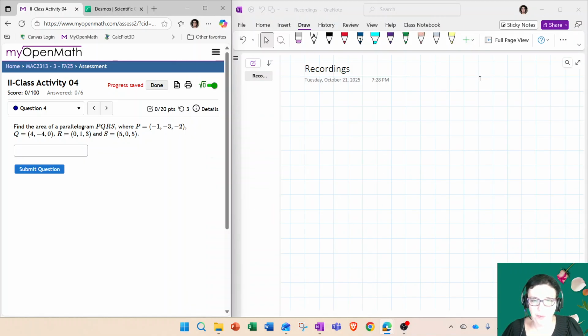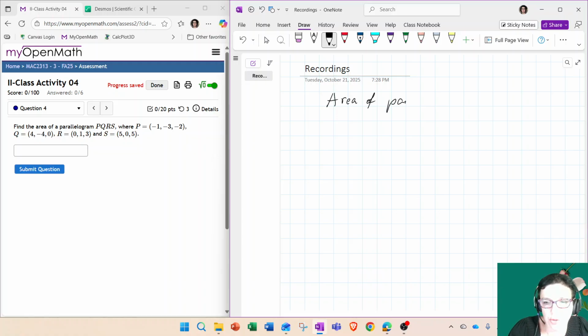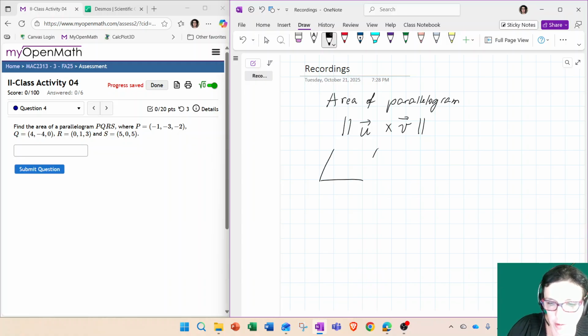Okay, so the way we find the area is we have a formula through the cross product. So for the area of a parallelogram, what you need is two sides of this parallelogram and they should be adjacent to each other. So this is going to be U cross V. But what is what? So just imagine that I'm drawing a parallelogram and this side, for example, is U and this side is V.